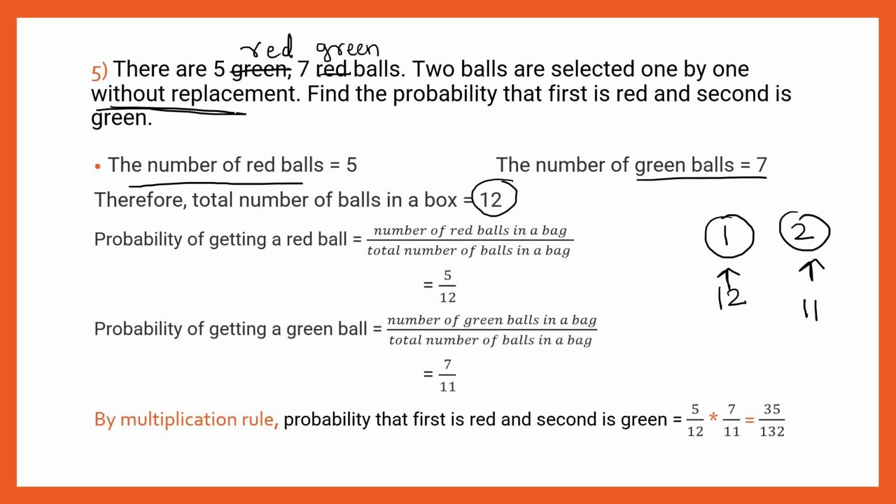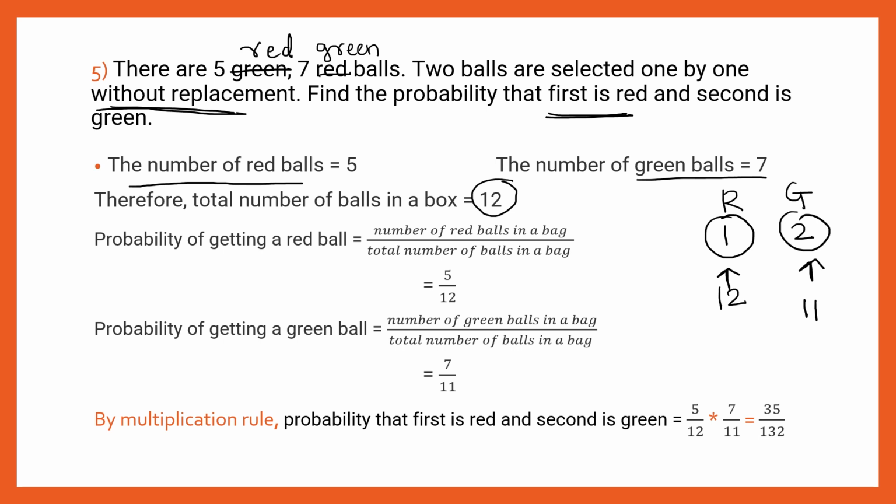Yes, is that clear? Now let's see what they are asking us. Find the probability that first is a red ball and second is a green ball. They are talking about finding the probability of two events. The first ball we are picking up has to be a red ball, and the second ball that we are picking up has to be a green ball.